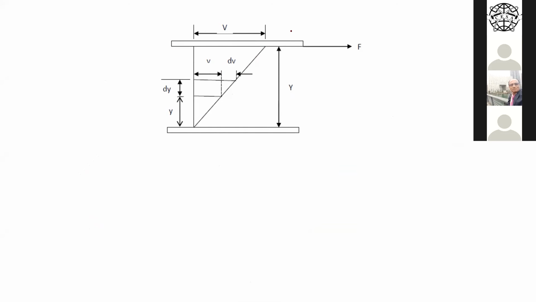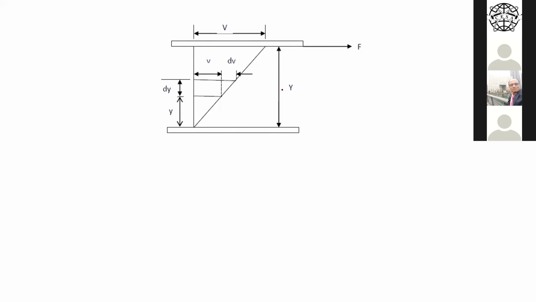two plates, which are separated by a distance y apart. Now it is filled with fluid. Now you apply a force which is parallel to the fluid layers. This is called the shear force. The fluid is sticky, because this plate is stationary and this plate is moving with velocity v. So the velocity variation is from 0 to v, and you will get a linear velocity profile.